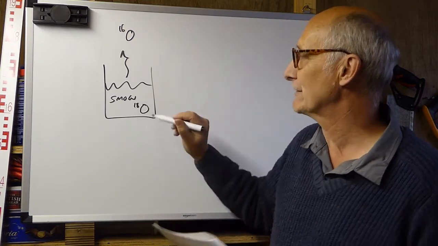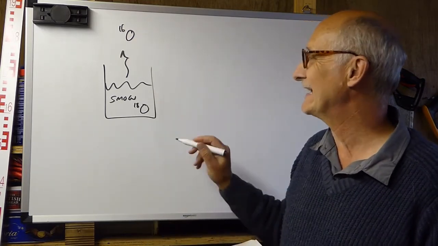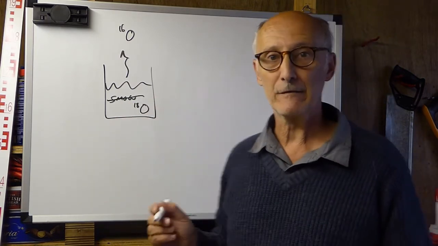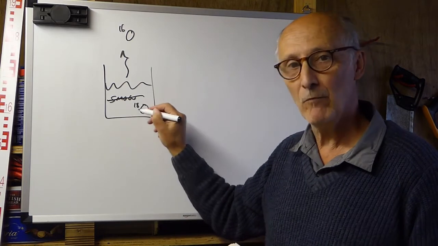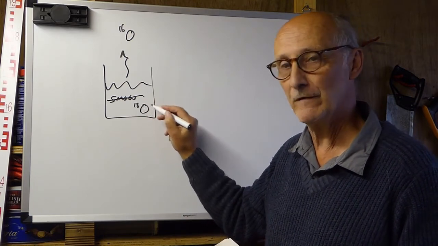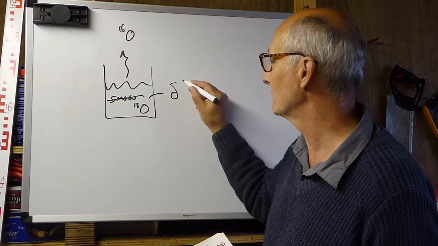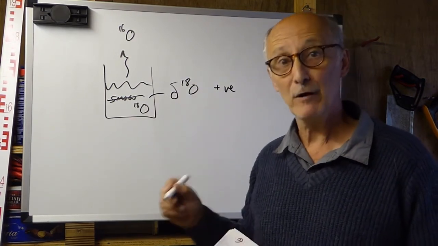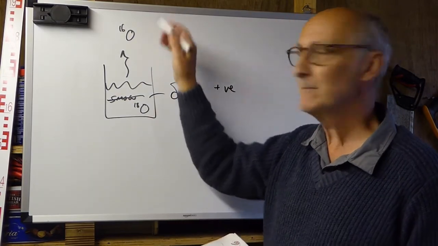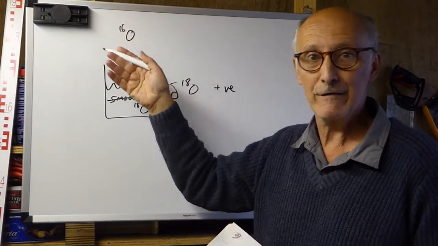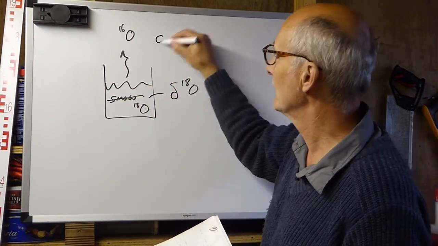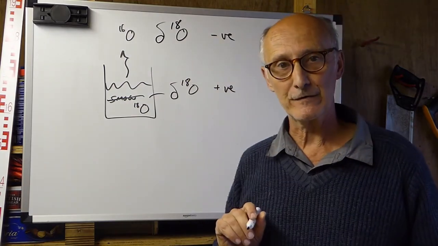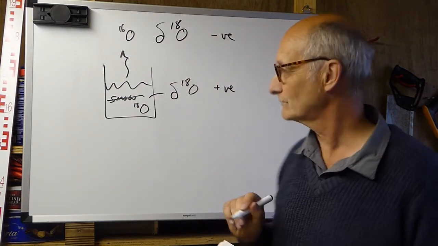So we get more oxygen 16s in the vapour and more oxygen 18s left behind in the parent water. That means it stops being standard mean ocean water, and because we've got more of the heavier isotopes, more of the oxygen 18s, left behind, that has now become delta oxygen 18 positive. By contrast, our vapour, because it's got more of the lighter isotopes and fewer of the heavier isotopes, we refer to as being delta oxygen 18 negative.